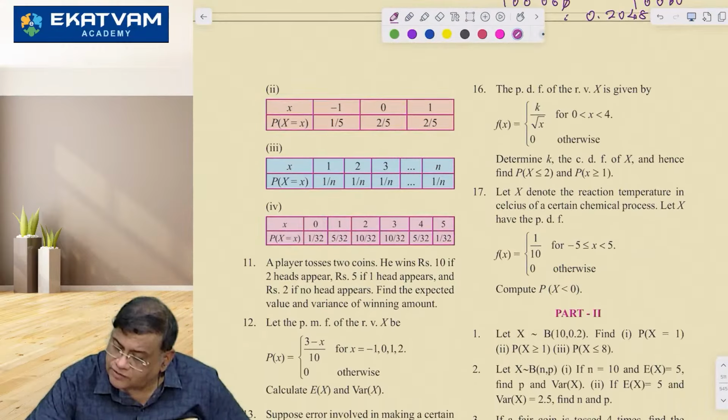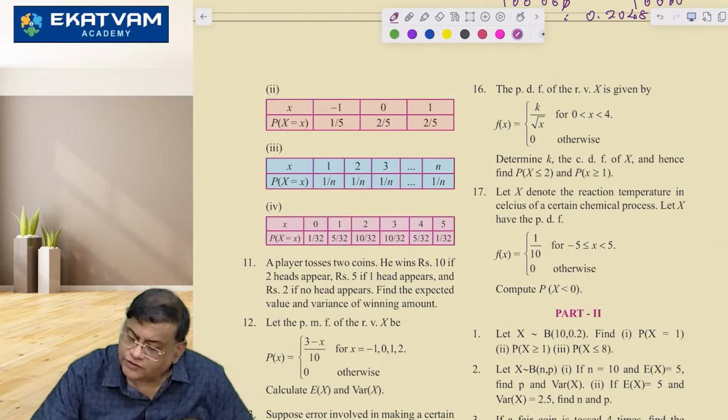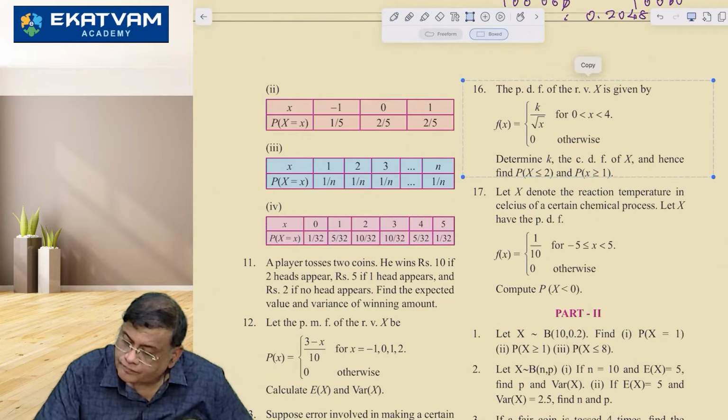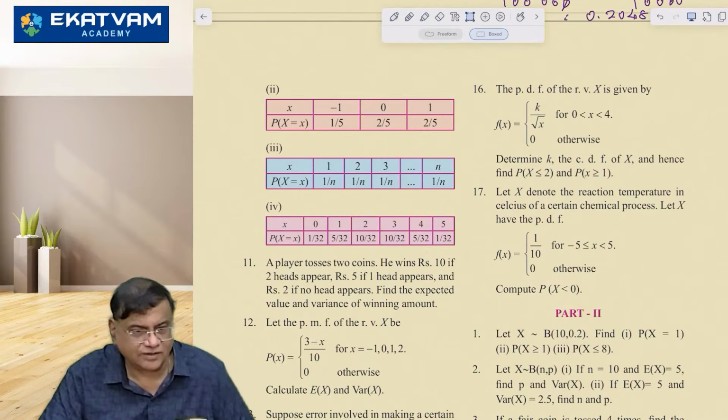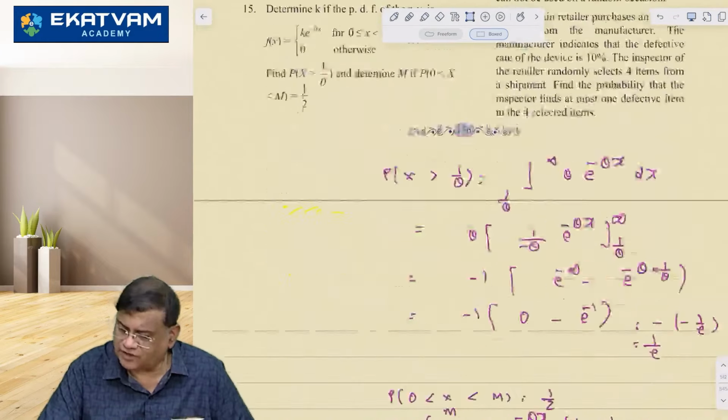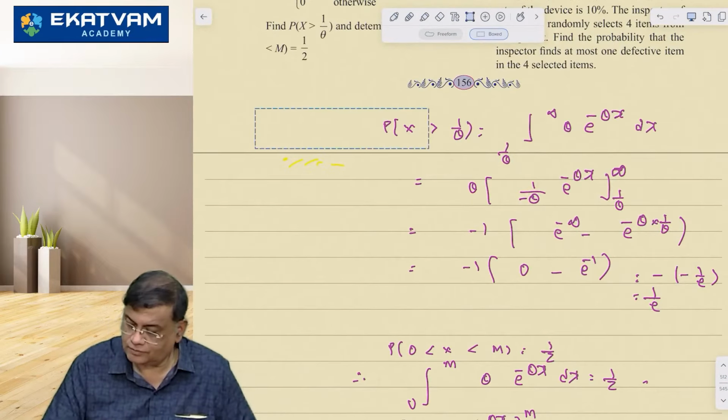Then consider this 16th sum. First we will have to find k. I think we did this yesterday. Similar question we had done yesterday, right? Yes or no? 0 to 4. But did we do the CDF? No, we didn't. Let's leave the CDF, let's do it. Write.